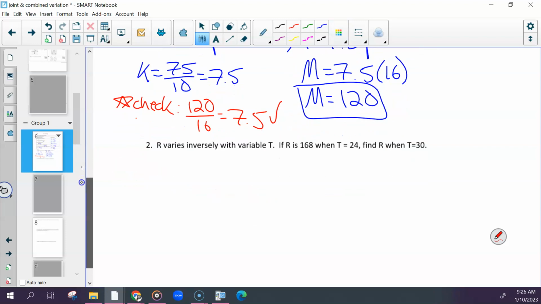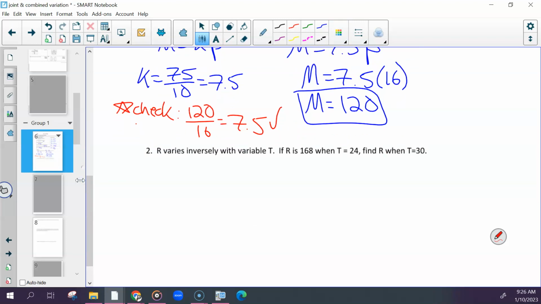Okay, let's do number 2. Again, something we've already done, but the variables have changed. R varies inversely with the variable t. How would we write that equation? Yes. R equals k over t. Your R in this case would be your y. Your t in this case would be your x. If you want to label them as such, you can. Just don't change your variables in the problem.